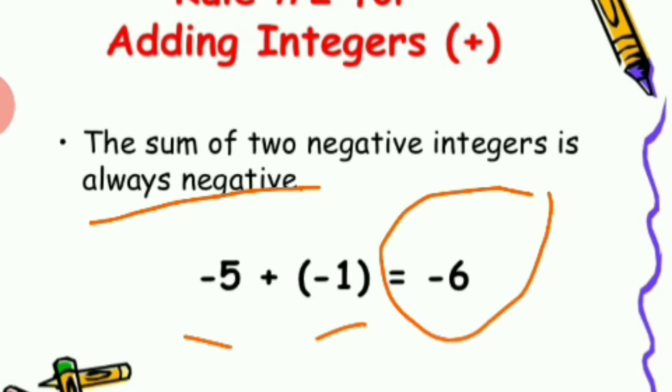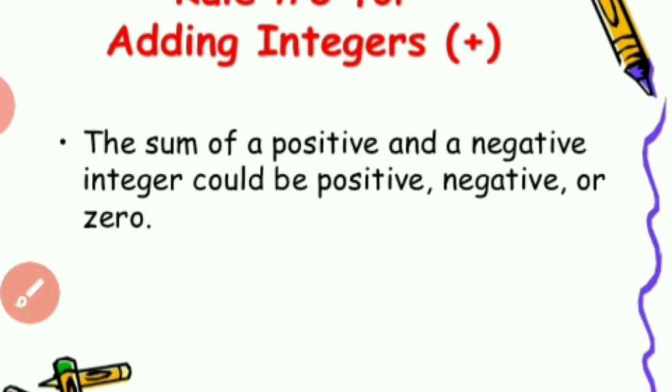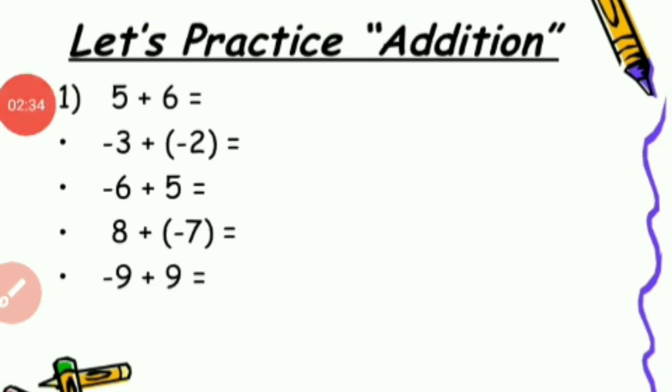So rule 1 is that the sum of two positive integers is always positive, and rule 2 is that the sum of two negative integers is always negative. Here rule 3 is that the sum of a positive and a negative integer could be positive or negative or 0. Let us do some practice on addition.